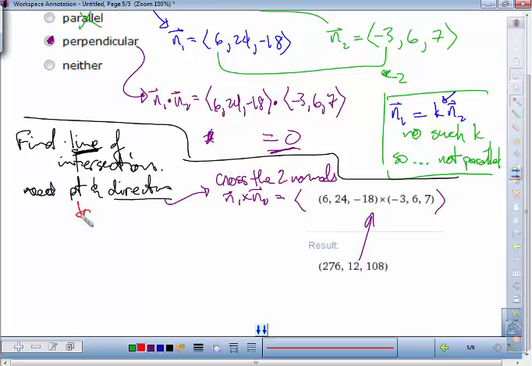So we have a direction. Now the other thing we need is a point. How are we going to do this?